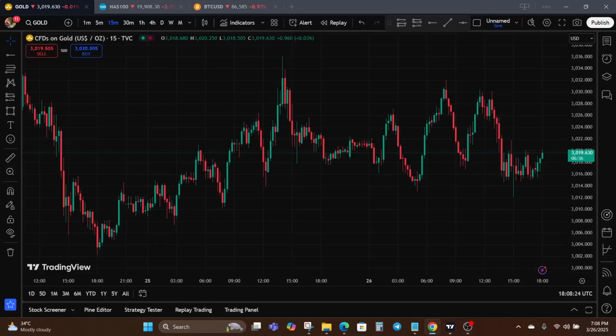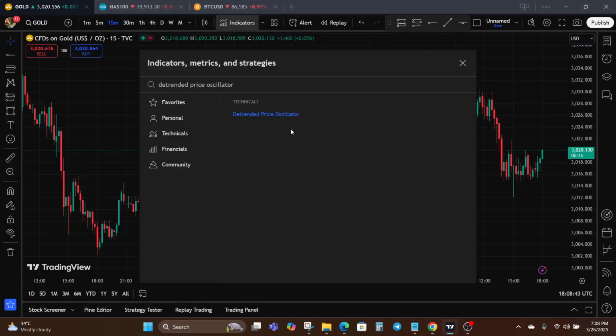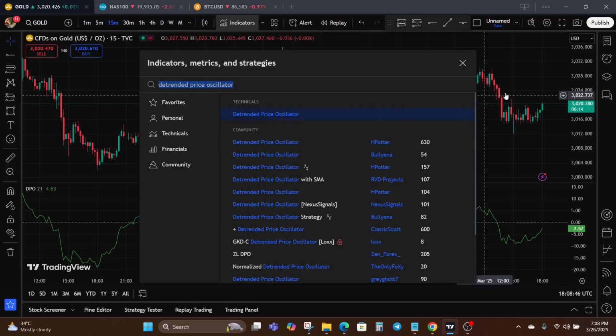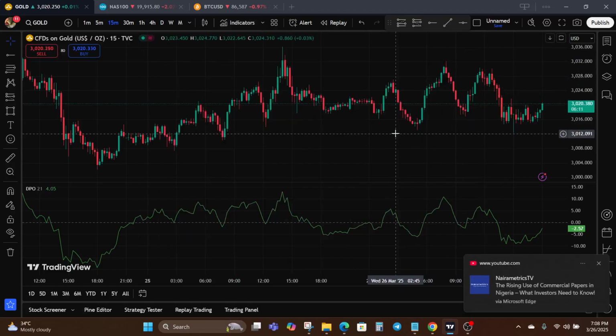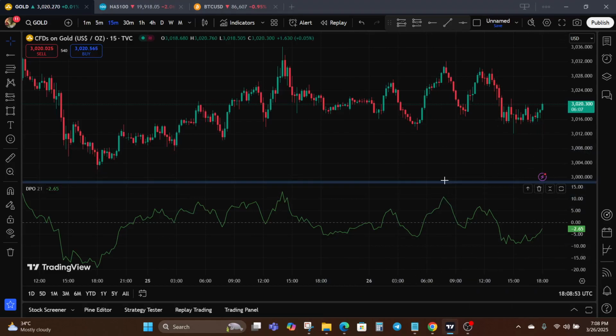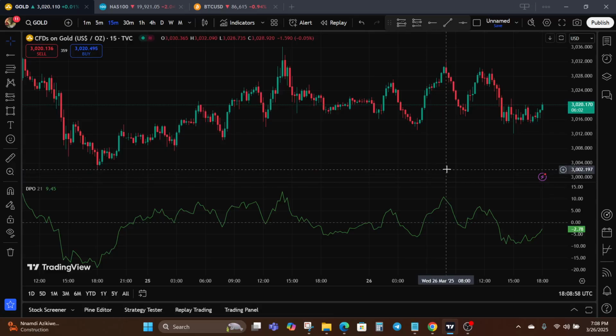Hello traders, if you've ever struggled with identifying market cycles or found long-term trends distracting, then you need to check out the Detrended Price Oscillator, or the DPO for short. Now, unlike other indicators that track trends, the DPO is designed to remove long-term movements, allowing traders to focus purely on short-term price cycles.